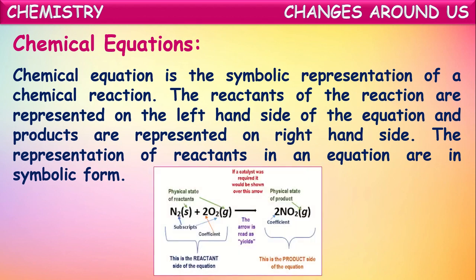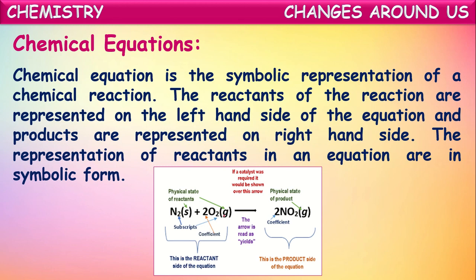For example, if you see here, a chemical equation is represented. In this reaction, nitrogen reacts with oxygen to form nitrogen dioxide. So what we can say here is that nitrogen and oxygen are participating in the reaction. Now we can call these two reactants. Nitrogen and oxygen are reactants in this reaction. And as a result of this reaction between these two, nitrogen dioxide is formed. So we can call this nitrogen dioxide the product.